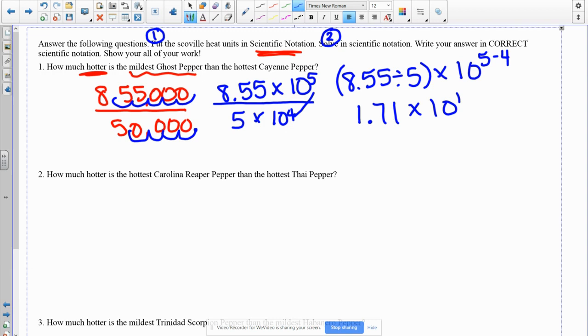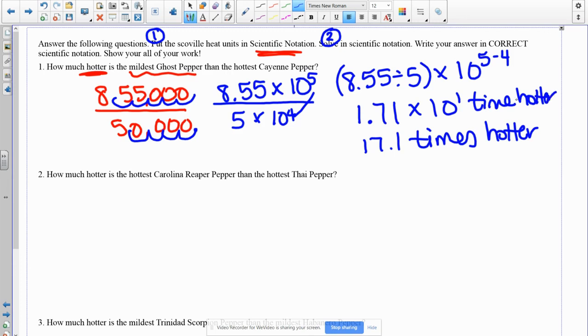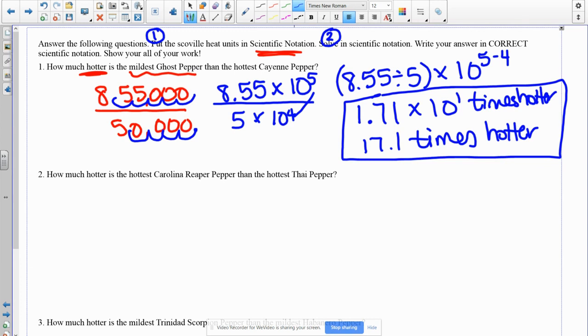And then I'm going to put that back into standard notation because it probably makes more sense. If I actually multiply that out, or in other words, take that times 10 once, this answer would be 17.1 times hotter. So the label down here would be times hotter. You can leave it in scientific notation, but sometimes when you take it out in standard form, it makes more sense to know that the ghost pepper is about 17 times hotter than the hottest cayenne pepper.